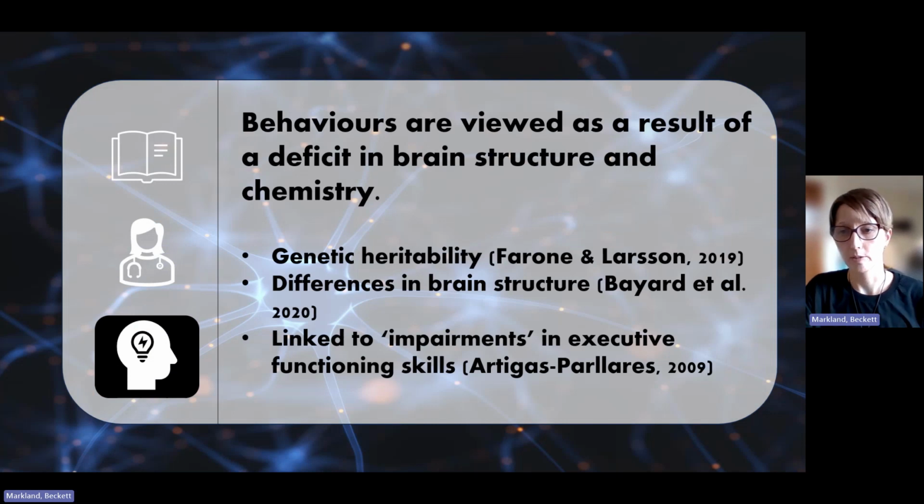Now, supporters of the medical model often point out that ADHD has genetic heritability, and studies have found differences in the brain structure of individuals with this diagnosis. And it's proposed by some that these differences lead to what they would describe as an impairment in key executive functioning skills, such as impulse control and focused attention.